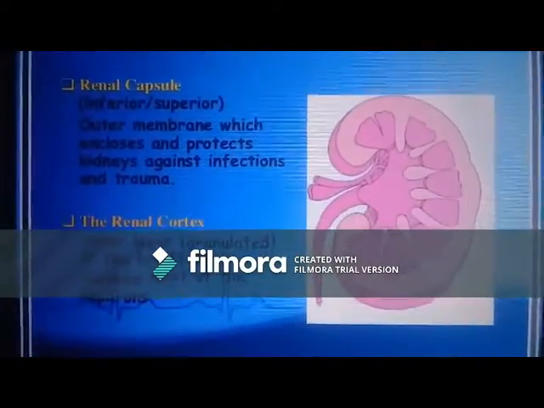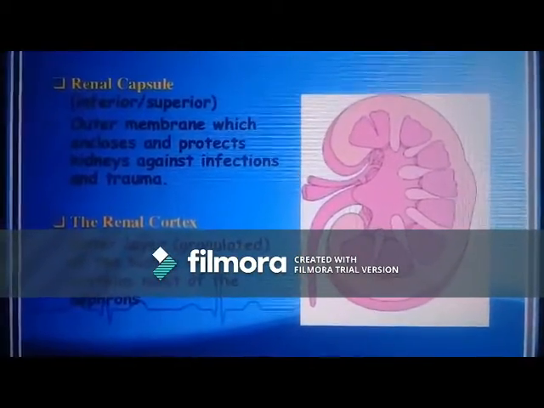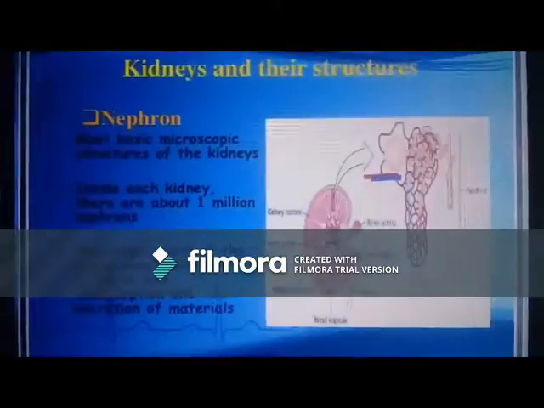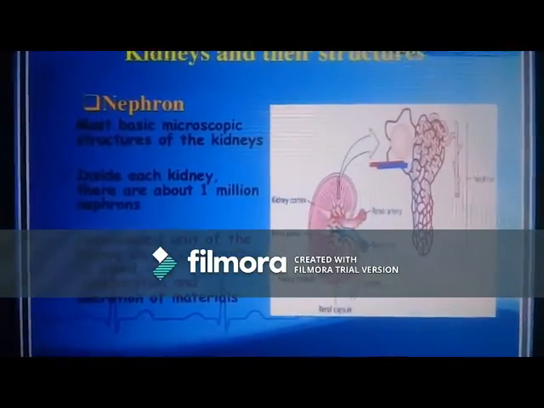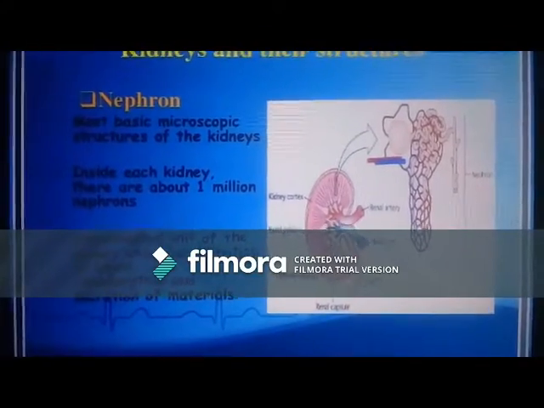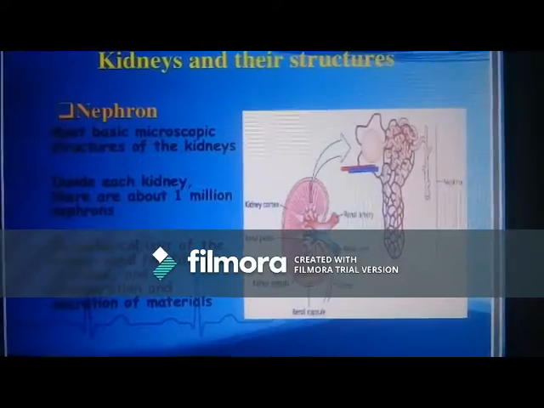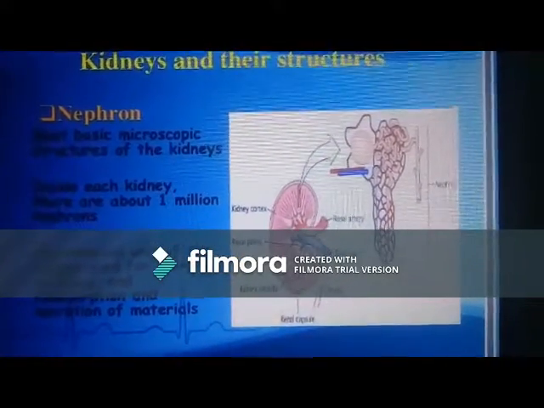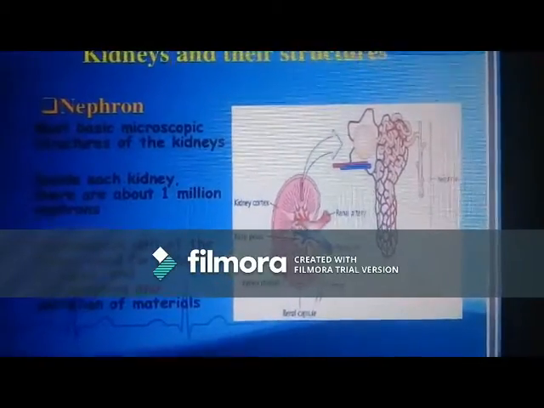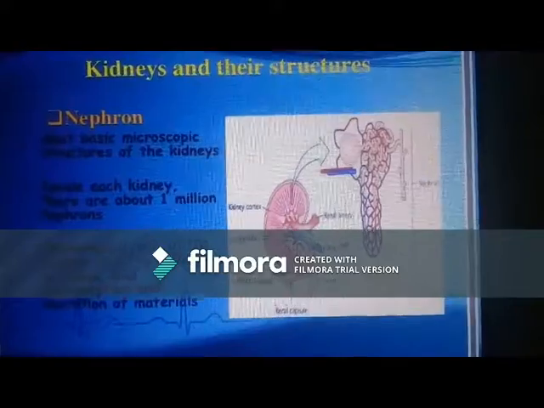The renal cortex: the outer granulated layer of the kidney that contains most of the nephrons. Nephron: the most basic microscopic structure of the kidneys. Inside each kidney, there are about 1 million nephrons. It is the physiological unit of the kidney used for filtration of blood and reabsorption and secretion of materials.